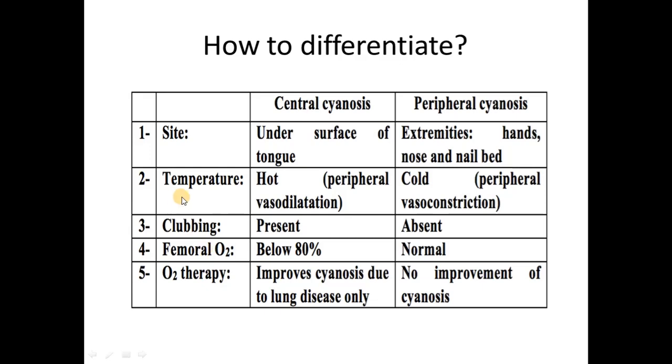Central cyanosis is usually associated with clubbing and congenital heart disease, while it's absent in peripheral cyanosis. Oxygen saturation is usually below 80% in central cyanosis and normal in peripheral cyanosis. If you give oxygen to the patient, it will improve cyanosis due to lung disease only. If you give oxygen in peripheral cyanosis, there will be no improvement.